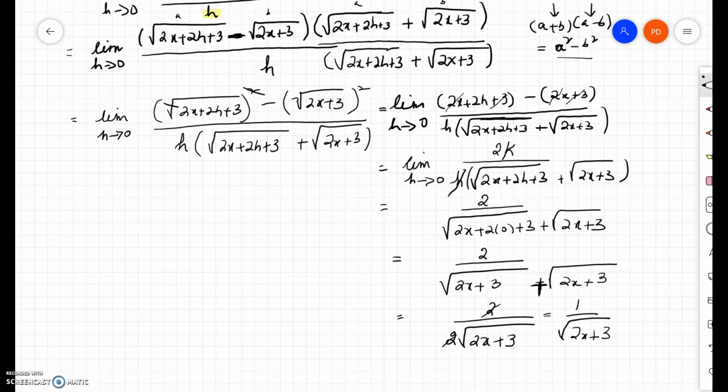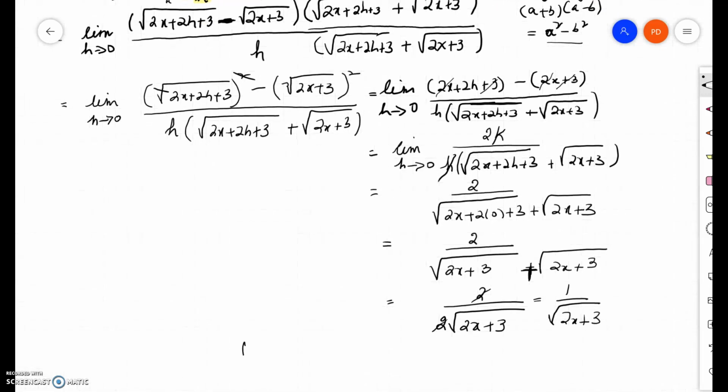So this is f prime of x. So what we have so far is that we've used the limit definition of the derivative to find the derivative of radical 2x plus 3, and that is equal to 1 over radical 2x plus 3.